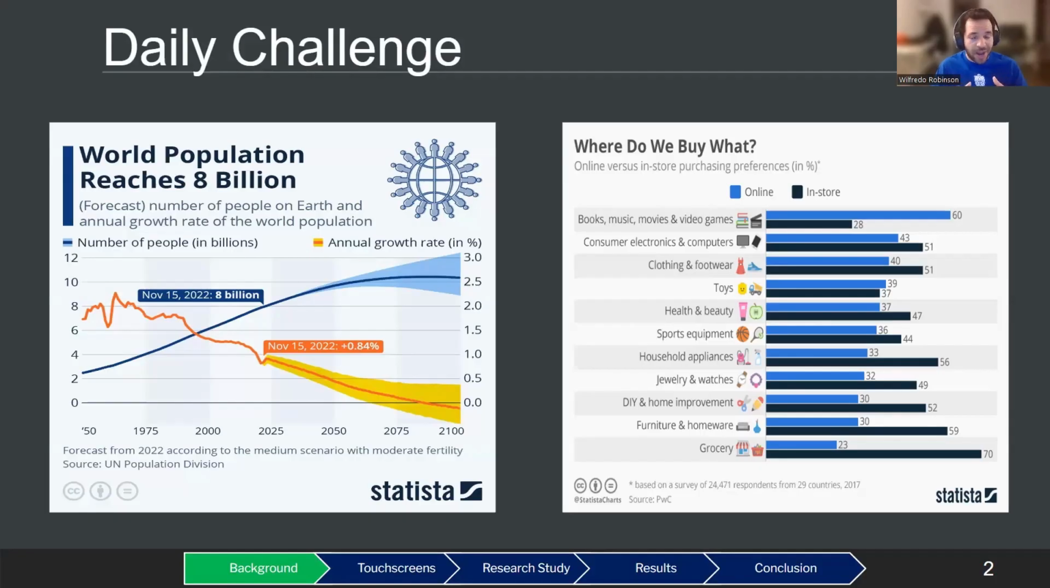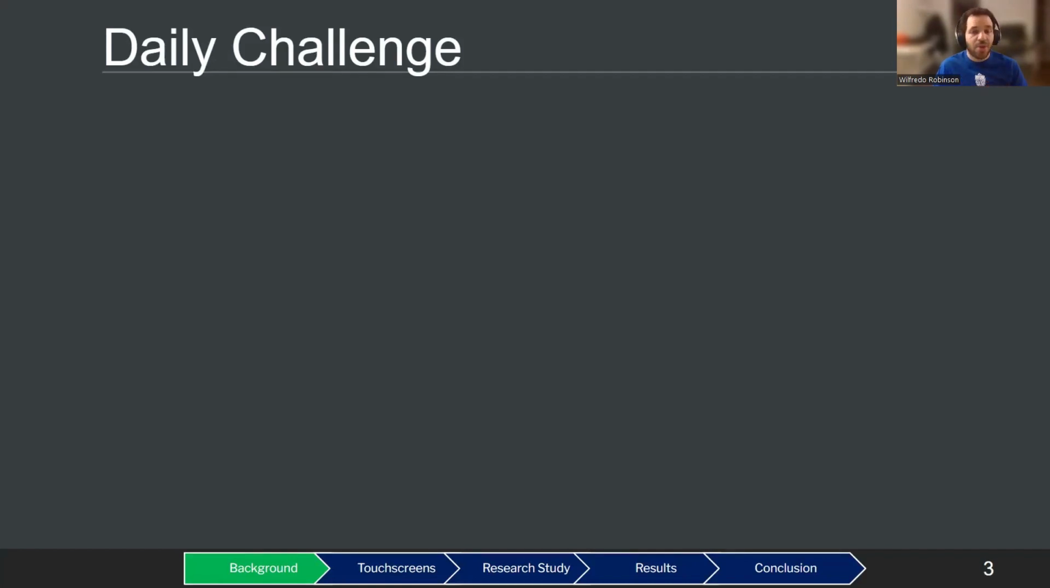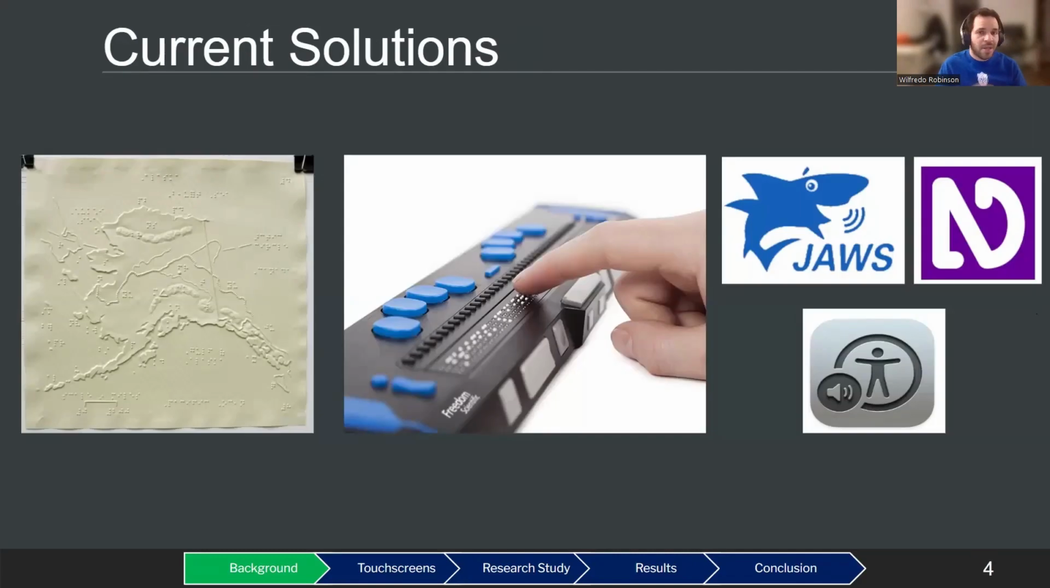Now, digital graphs are everywhere, all shapes and sizes, all manner of topics in all kinds of devices. Now imagine trying to extract information from them when you cannot see them. That is the challenge that people with blindness and low vision have to face every single day. So how do they currently address these issues?